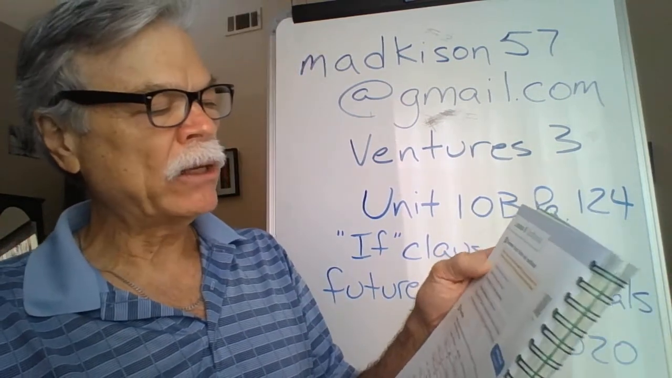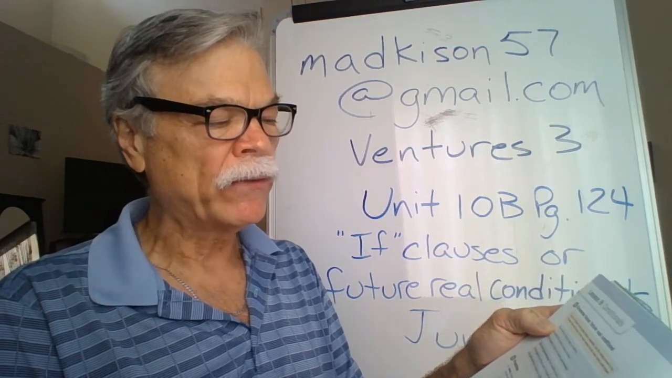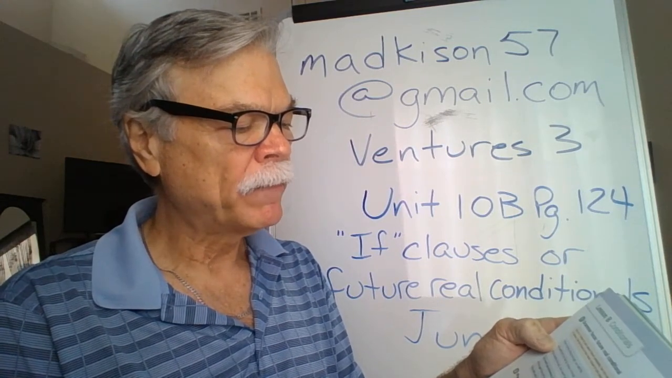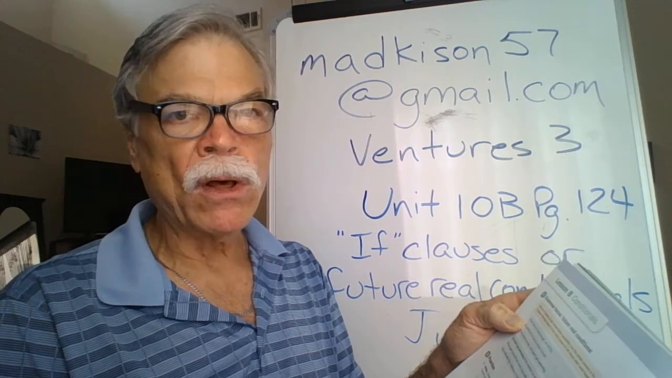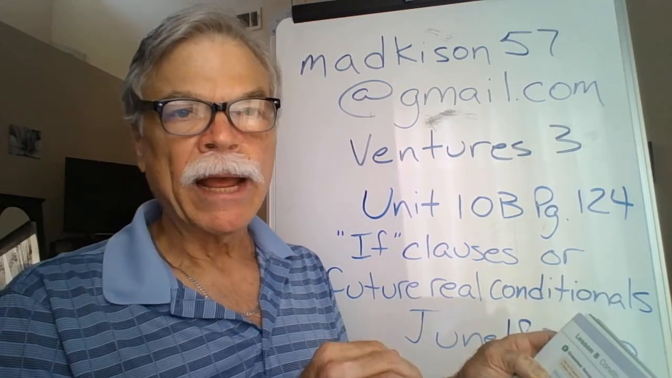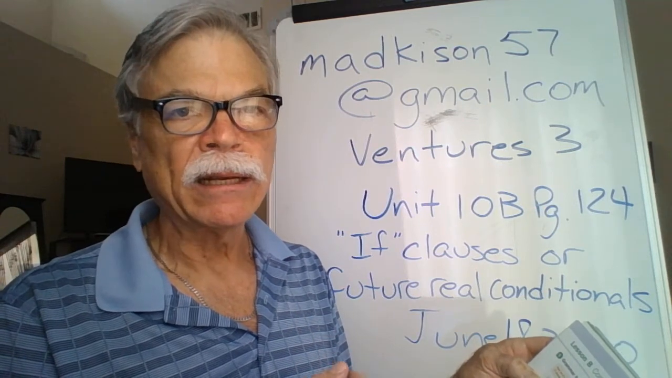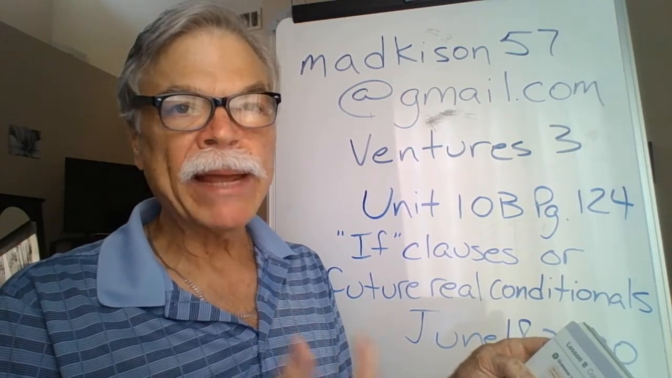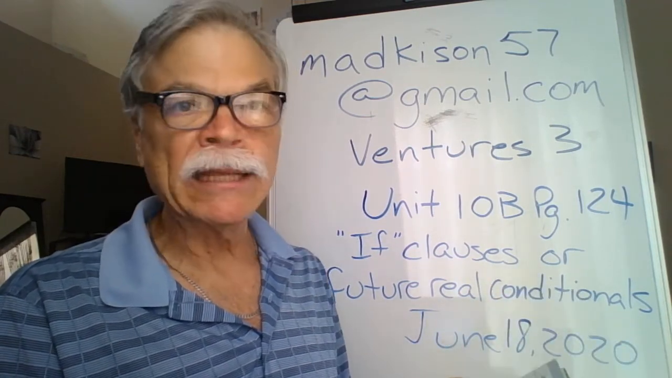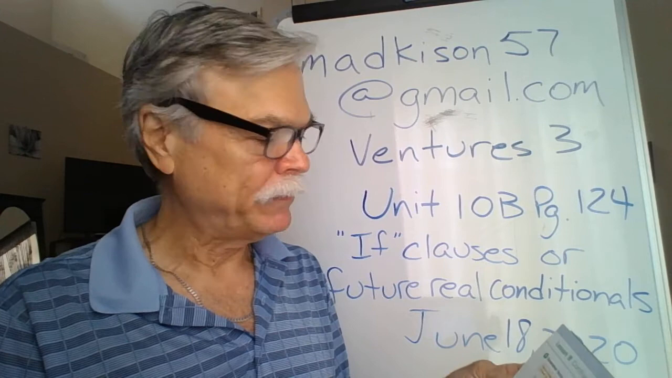Now, let's take a look at the examples in this section. It says, if the fare is cheap enough, we will fly. Notice the if clause comes first in the sentence, and it's followed by a comma. The verb that's used in the if clause is the verb to be, which is in the present tense, is. Then the main clause is at the end of the sentence. It says, we will fly. And that's in the future. So that's what's going to happen if the condition is met.